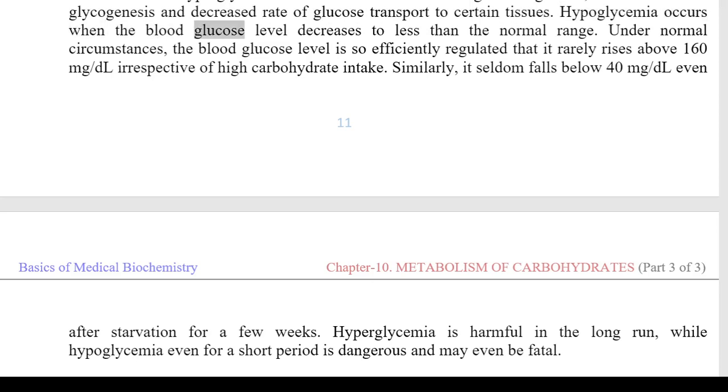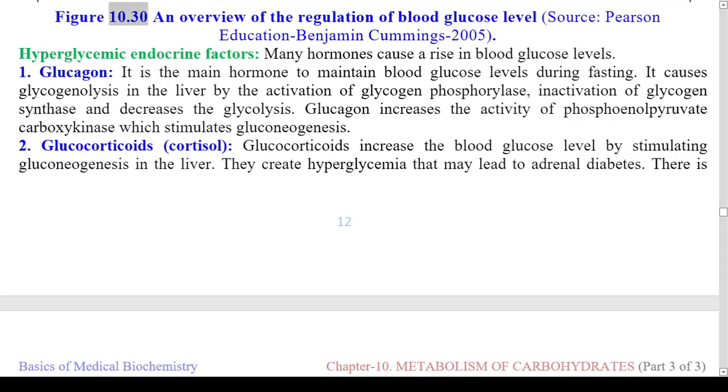Hypoglycemia occurs when the blood glucose level decreases to less than the normal range. Under normal circumstances, the blood glucose level is so efficiently regulated that it rarely rises above 160 mg/dl irrespective of high carbohydrate intake. Similarly, it seldom falls below 40 mg/dl even after starvation for a few weeks. Hyperglycemia is harmful in the long run, while hypoglycemia even for a short period is dangerous and may even be fatal. Figure 10.30 An overview of the regulation of blood glucose level. Source: Pearson Education. Benjamin Cummings, 2005.